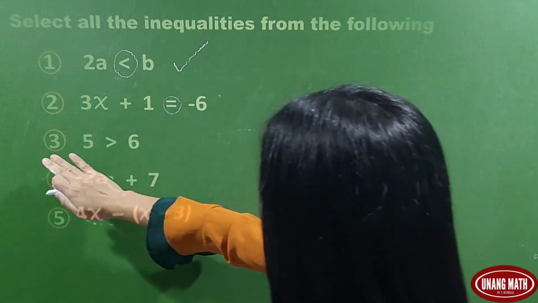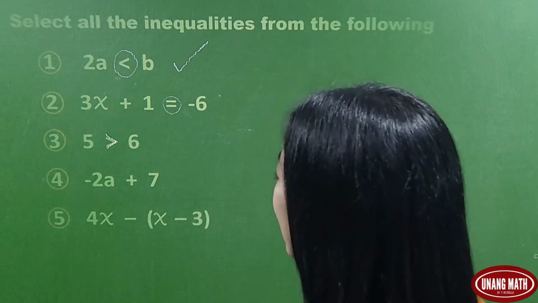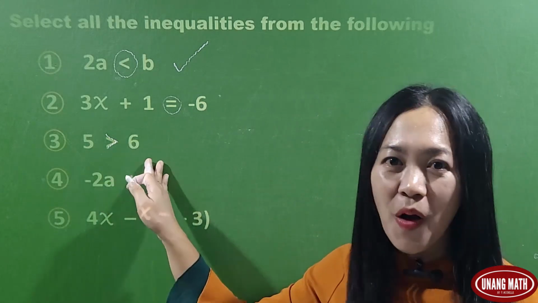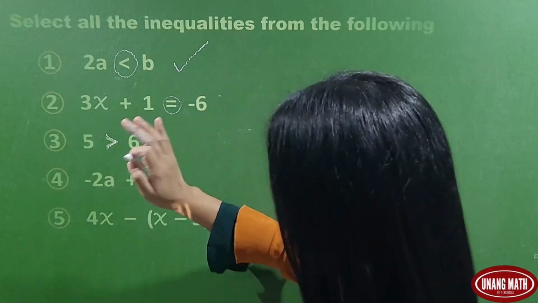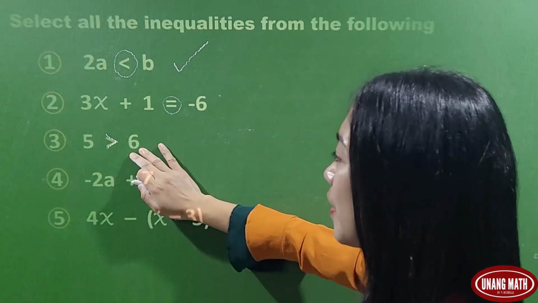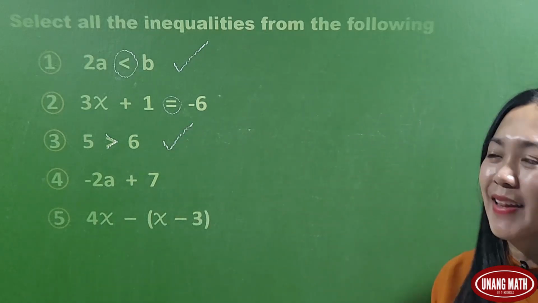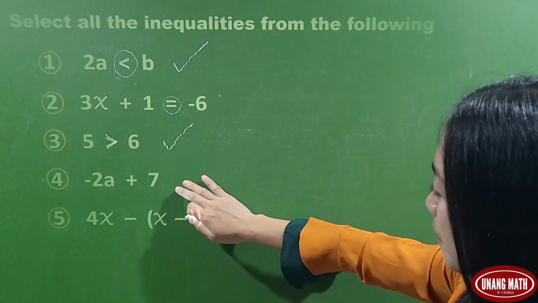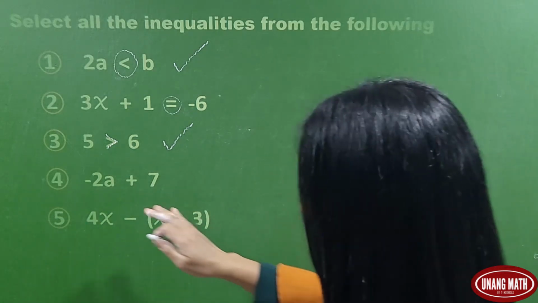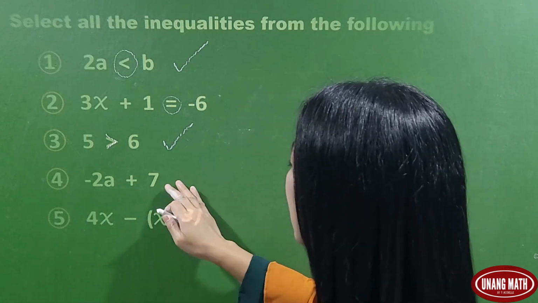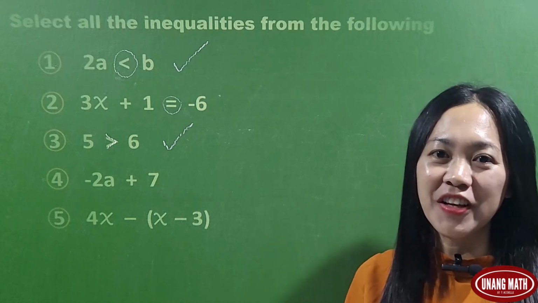For number 3, we have here 5 is greater than 6. This is actually wrong, but we have an inequality sign here, which means this is still considered an inequality. What about number 4? Negative 2a plus 7. We don't have any inequality sign. So this is not an inequality, but just an expression.